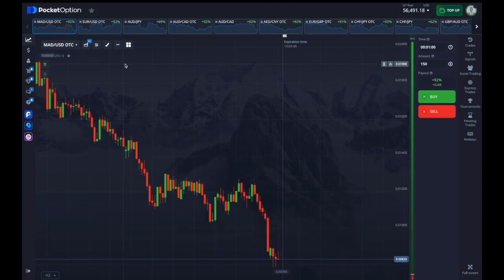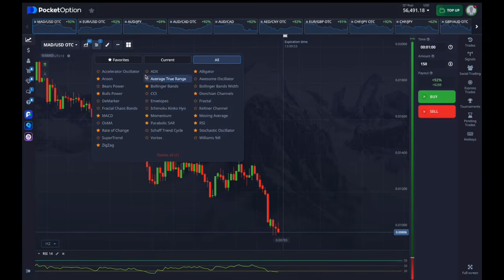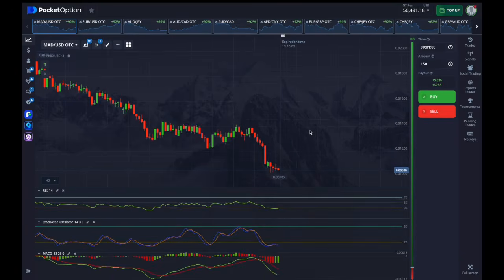To add indicators to the chart, we need to go to the Indicators tab. Since we're working with 3 indicators, I add the RSI first, then the stochastic, and I also add the MACD. I've made a series of videos about each of these indicators, so I won't dwell on them too much, but let me briefly explain.